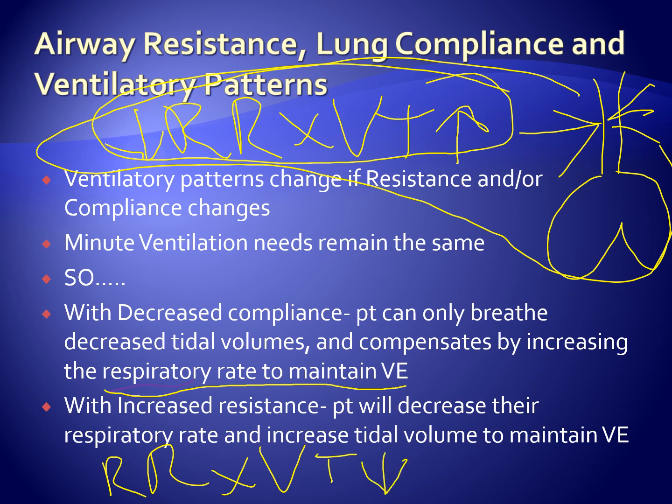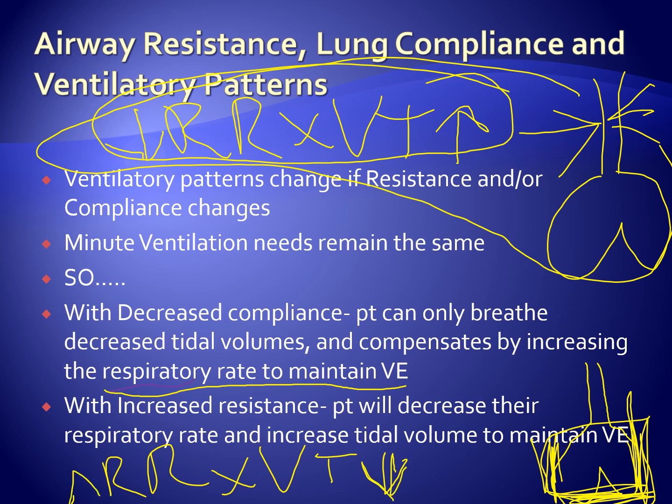So here we have our trachea and then our lungs. Okay, so this patient, their lungs are restricted, and I'm just going to box them in there. They can't expand, right? So because their tidal volumes are decreased, they're going to have to compensate by breathing faster. This is the compliance tidal volume relationship, right?